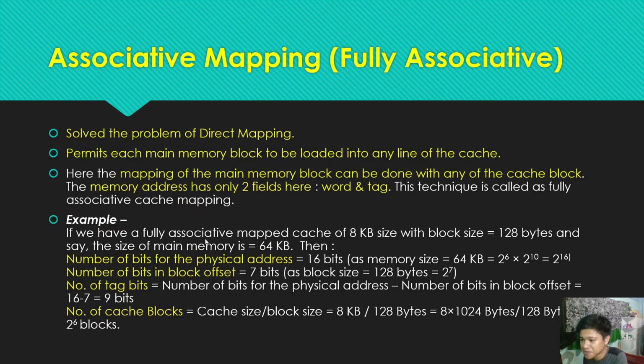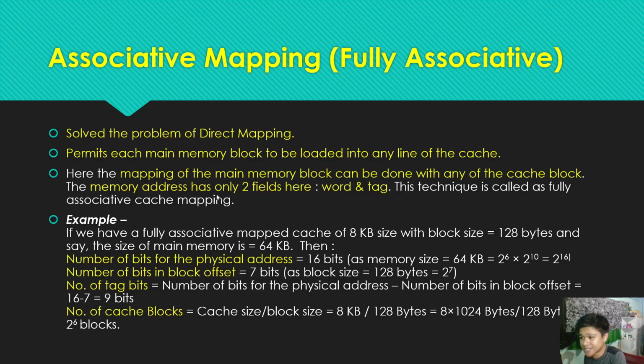This is now the solution to the problem of direct mapping. It permits each main memory block to be loaded into any line of the cache. Like in direct mapping, it has specific lines only that you need to follow. In here, as long as there is an available slot, you can put it anywhere. So the mapping of the main memory block can be done with any of the cache blocks.